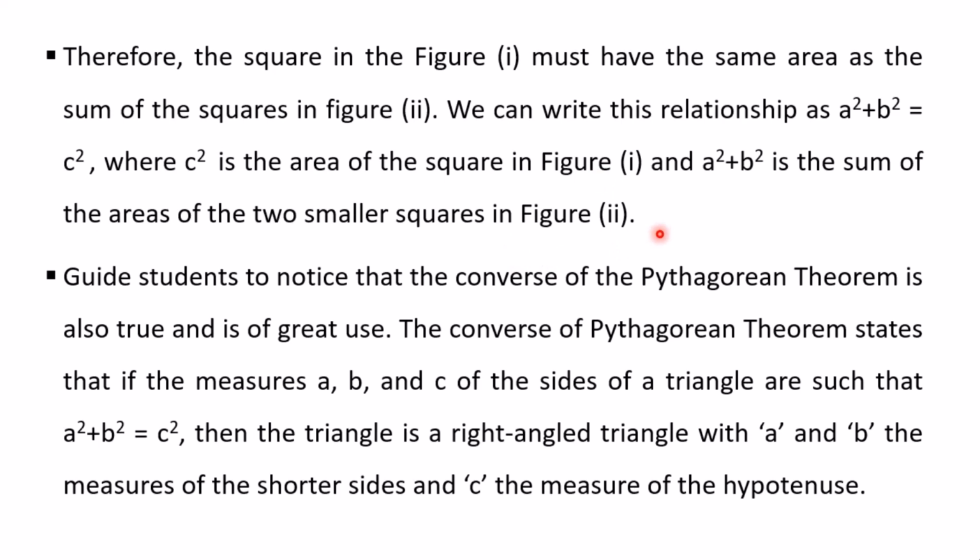Guide your student to notice that the converse of the Pythagorean theorem is also true and is of great use. The converse of the Pythagorean theorem states that if the measures a, b, and c of the sides of a triangle are such that a squared plus b squared is equal to c squared, then the triangle is a right angle triangle with a and b being the measures of the shorter sides and c the measure of the hypotenuse.